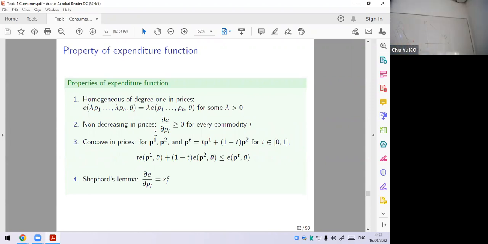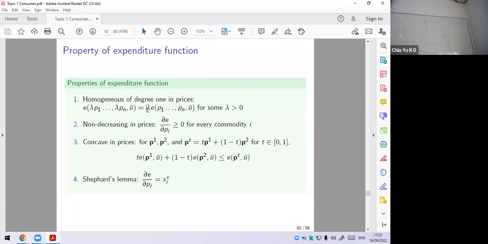Okay, so there are some properties here. First, if you double the prices, you double your expenditure. The reason is very simple, right? Because your optimal bundle will be the same, since the price ratio is not changing. So you double the prices, you just consume the same bundle, and the total expenditure just doubles, right? Just to repeat, the argument is that you are not changing your optimal bundle. You double the price, you're still choosing the same bundle because the price ratio is the same. So it just doubles your expenditure.